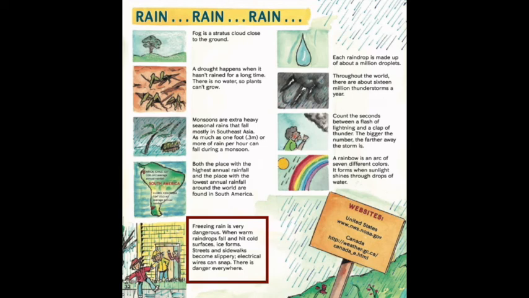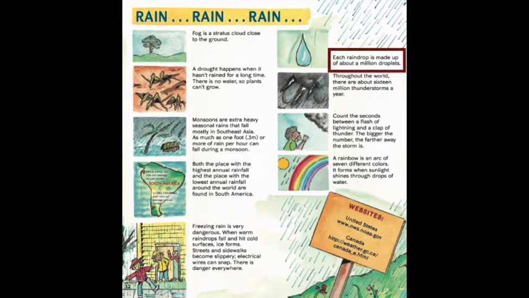Freezing rain is very dangerous. When warm raindrops fall and hit cold surfaces, ice forms. Streets and sidewalks become slippery. Electrical wires can snap. There is danger everywhere. Each raindrop is made up of about 1 million droplets. Throughout the world, there are about 16 million thunderstorms a year.